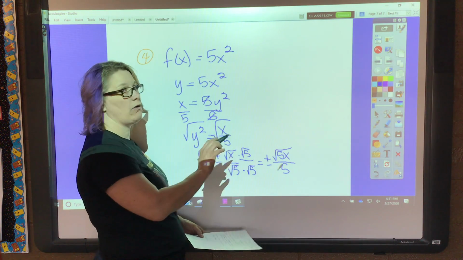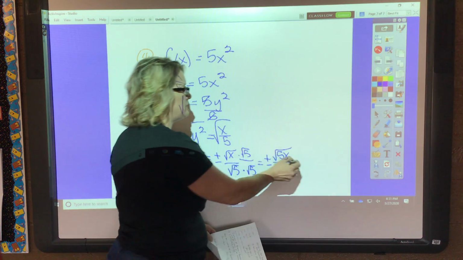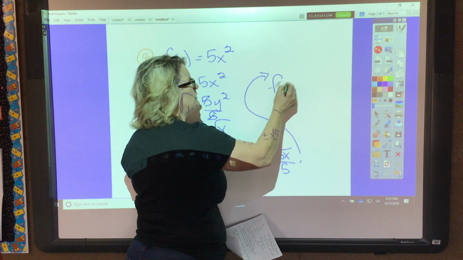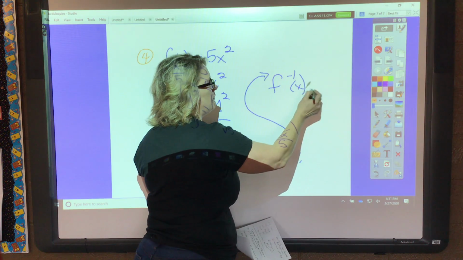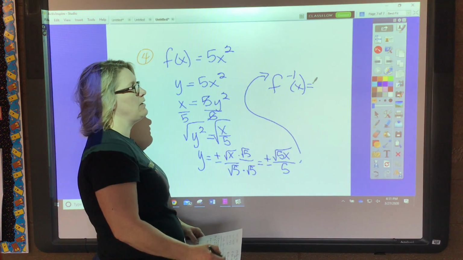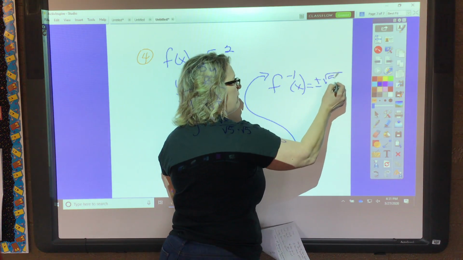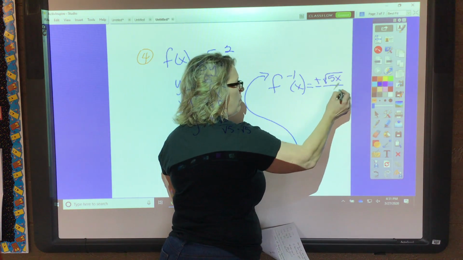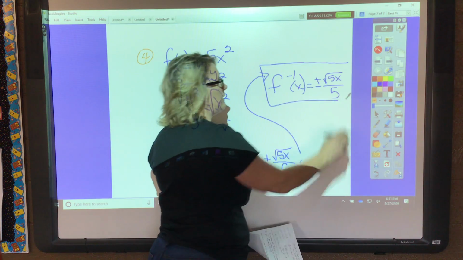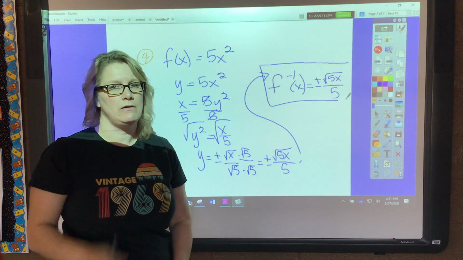So, not quite done because the fourth step says you need to show me that you found the inverse with your notation. So we go the inverse of f of x equals plus or minus square root of 5x over 5. Here we go. We're not graphing this one. Kind of hard.